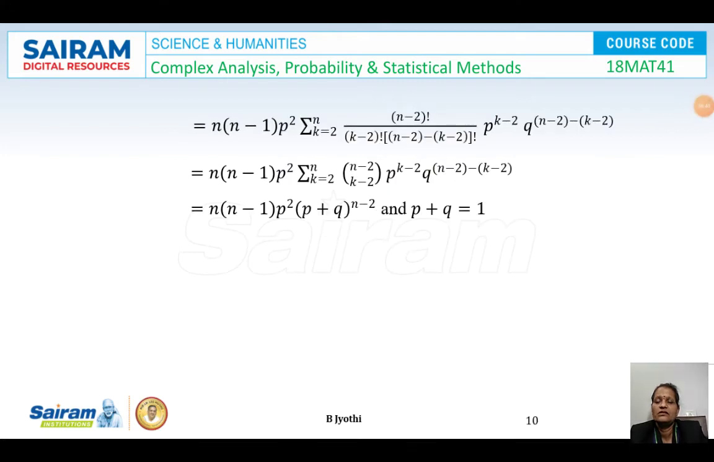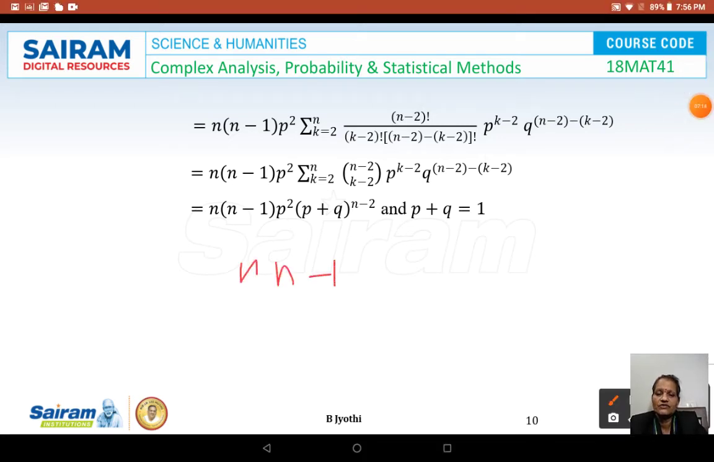Then we can take n minus 1 into p square outside the summation. Therefore, summation of (n minus 2) factorial by (k minus 2) factorial into (n minus 2 minus of k minus 2) factorial into p power k minus 2 q power n minus 2 minus of k minus 2. That is, n minus 1 into p square into (p plus q) to the power of n minus 2. And p plus q is equal to 1, and therefore what we get here is (n minus 1) whole square into p square.